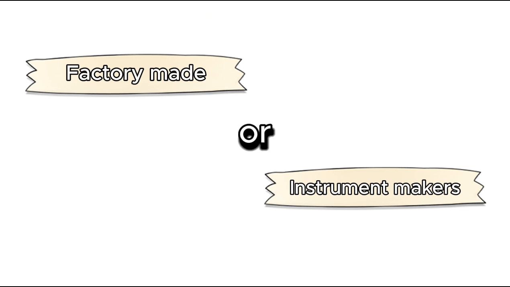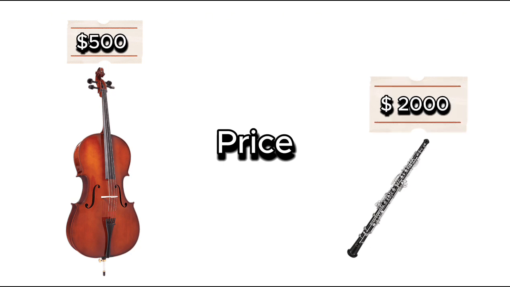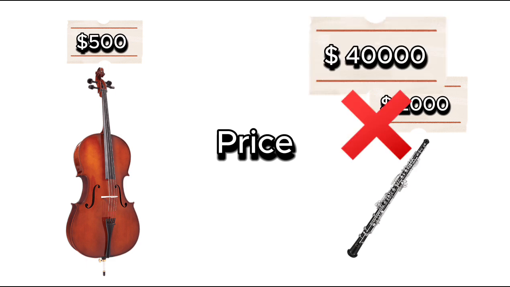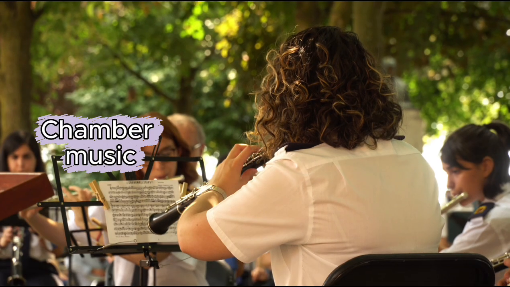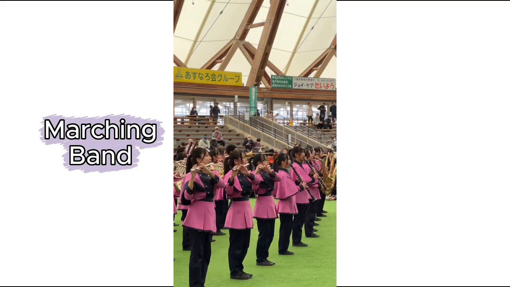In the modern day, most woodwind instruments are factory made, for instance by Yamaha, but there are also woodwind instrument makers. While a beginner model cello can cost around $500, a beginner model oboe or bassoon can cost $2,000, and a professional model $40,000 or more. This is due to the intricate and complicated mechanism, and the price of wood and related materials. Woodwind instruments can play solo, chamber music, in orchestra, wind ensembles, marching band, and in jazz music.